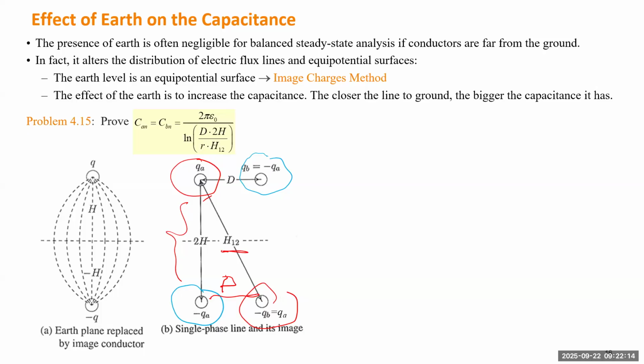In the textbook, there's a homework problem, and I only give this homework problem because I can quickly demonstrate how to solve it. It's not very hard. The problem asks you to prove that if we consider the ground, the capacitance per conductor will satisfy this formula.